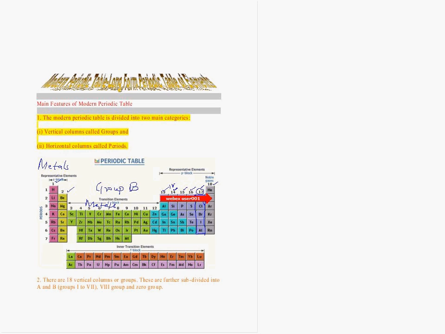Now we're coming to this side. These are all non-metals. Metals lose their electrons, and non-metals gain electrons. So as you move from the left side of the periodic table to the right side, the metallic character decreases. Okay?